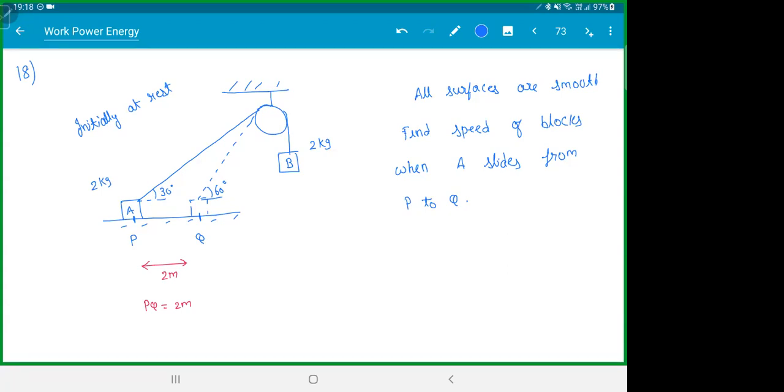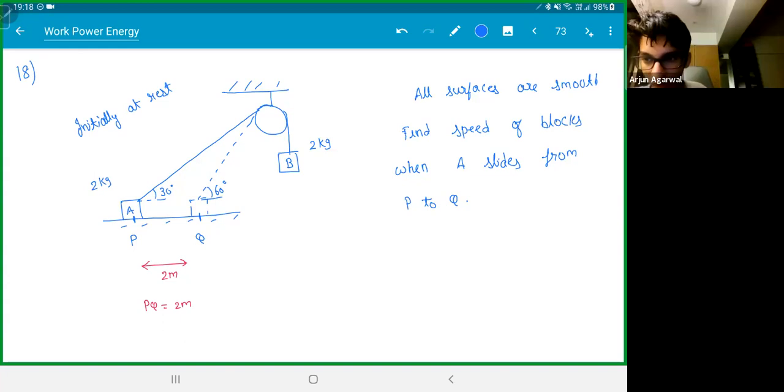Yeah, 20 root 3 to 30 and root 40. Interesting. How did you guys get such an answer? You won't get such a beautiful answer. It's pretty messed up, actually. When A goes from P to Q, how much will the block B travel? How much?